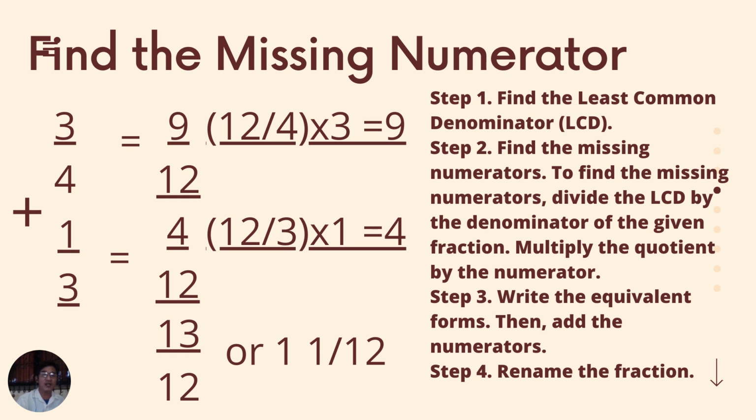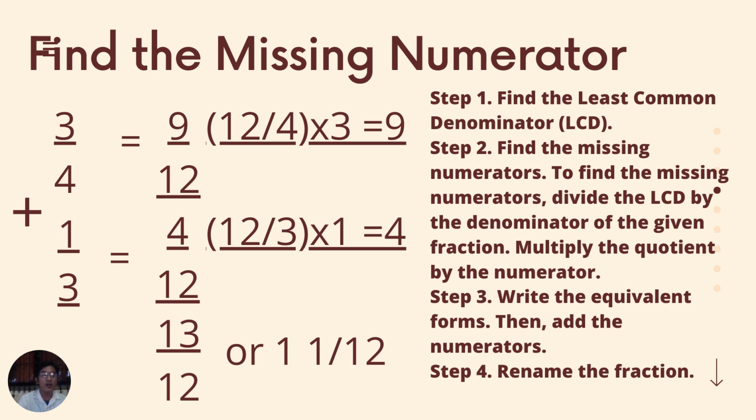So, write the equivalent forms. The equivalent form of 3/4 is 9/12. The equivalent form of 1/3 is 4/12. 9/12 plus 4/12 is equal to 13/12. So 13/12 is an improper fraction. To write your answer, you have to write it as a mixed number because we don't have an answer which is an improper fraction in addition of fractions. So 13/12 is equal to 1 and 1/12.